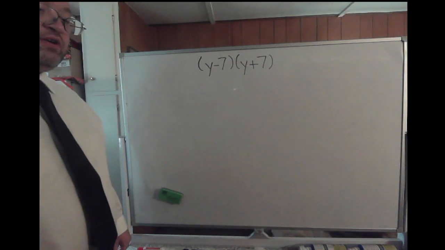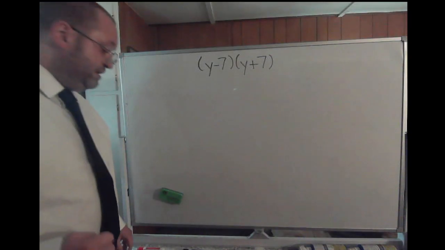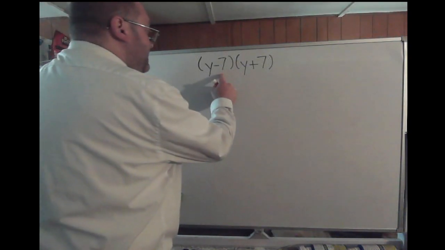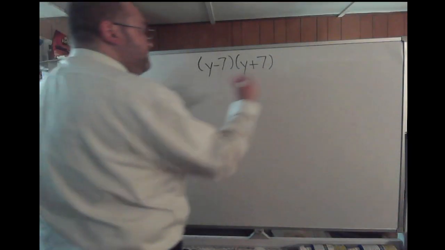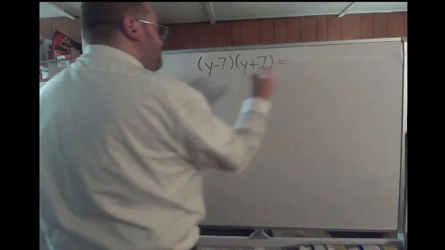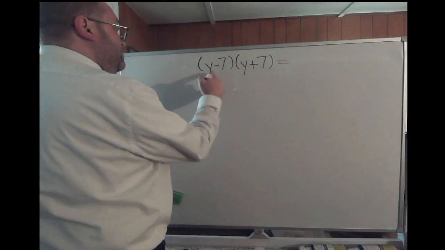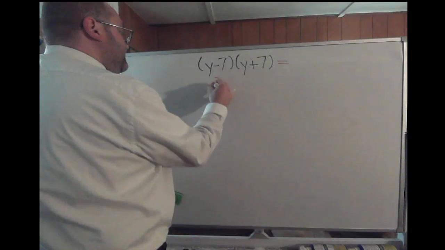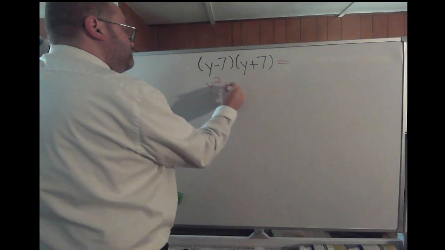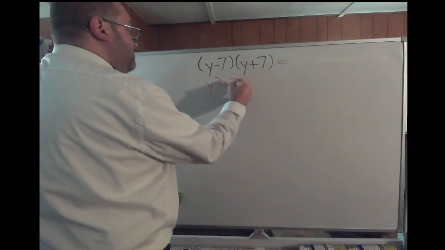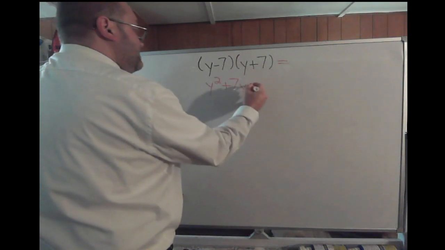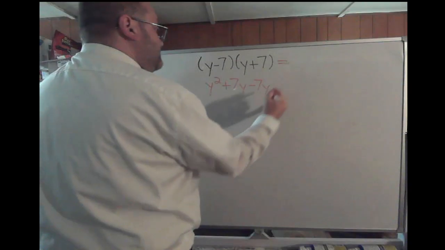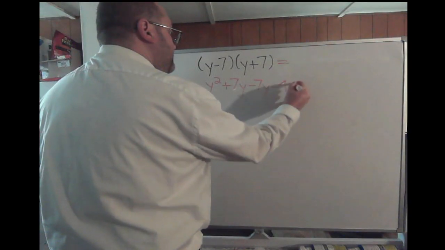So today we are going to talk about perfect square binomials. Here we have the quantity of y minus 7 times y plus 7. So let's use our FOIL method. We'll take y times y, which would be y to the second, plus 7 times y, which would be 7y, minus 7 times y, which would be minus 7y, then negative 7 times positive 7, that'd be negative 49.